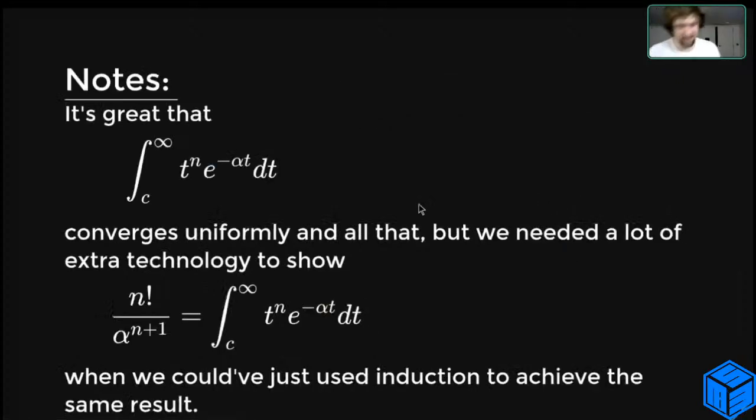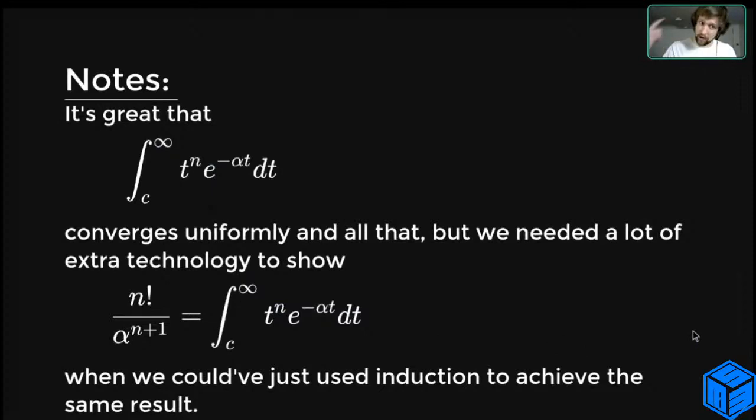So it is great that this integral converges uniformly and all that. But the proof that I gave you was quite a bit more intense than it needed to be. Why is that? Well, you have an elementary function that represents this integral. It's not hard to integrate. So we could have just used something like induction to achieve the same result. We didn't need to show this uniform convergence thing to link up the left side here to the right side.